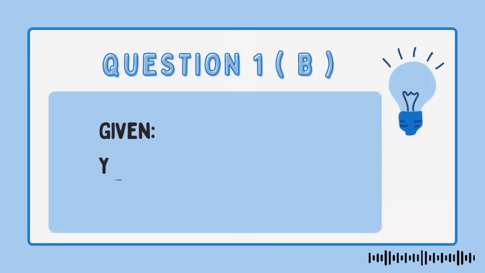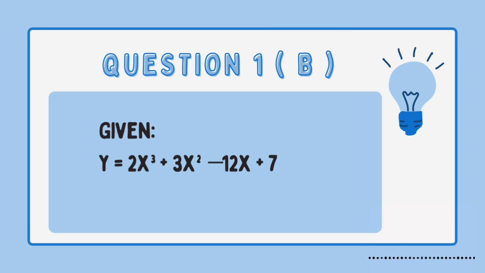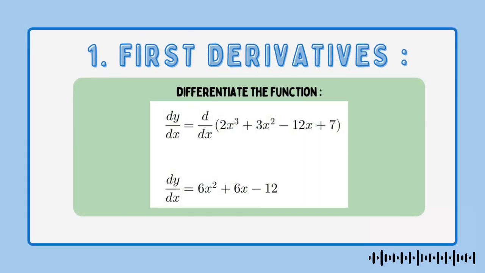Now is question 1b. We are given the cubic function y equals 2x cubed plus 3x squared minus 12x plus 7. First, I differentiate the function to find the stationary points. When we differentiate 2x cubed, we obtain 6x squared. When we differentiate negative 12x, we obtain negative 12. The constant 7 becomes 0 after differentiation. Therefore, the first derivative of the function is 6x squared plus 6x minus 12.